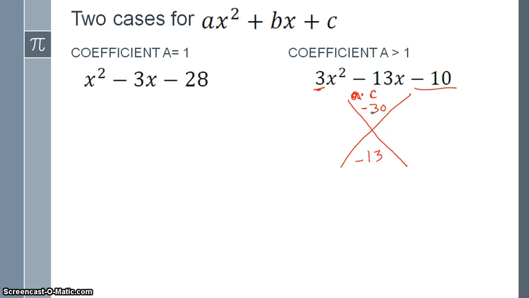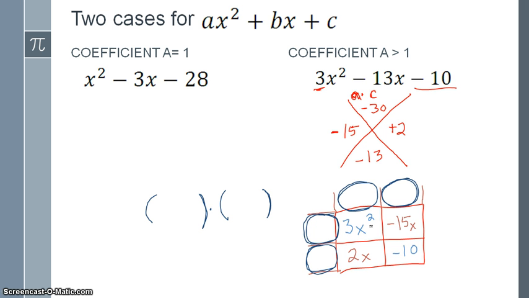So we're looking for two numbers that multiply to make negative 30, but also add together to make negative 13. So what I see that being is 15 and 2. I can't get that from 10 and 3 because I have to have negative 10 and negative 3 to make negative 13, and I can't do that because my c value is also negative. So I'm going to take 15 as one of them and 2 as the other, and I'm going to have negative 15 and positive 2, because negative 15 plus 2 will be negative 13, and also negative 15 times 2 will be negative 30. So I've got that part down.